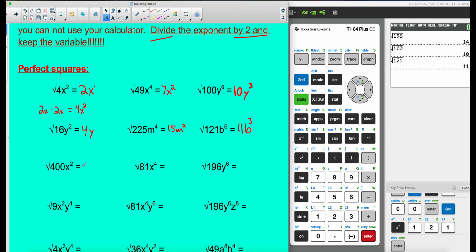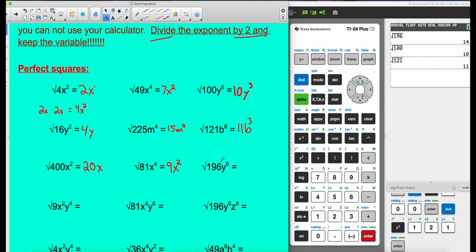Next, 400. We talked about that today, guys. The square root of 400 was 20. What letter do you see? I see an x. Remember, the square root of x squared is always just x, so you leave it at that. Your final answer here, the square root of 400x squared, is 20x. Next, 81x to the fourth. Well, the square root of 81 is 9. What letter do you see? I see an x. Now, take the exponent and divide it by 2. 4 divided by 2 is 2, so you're going to have 9x squared.